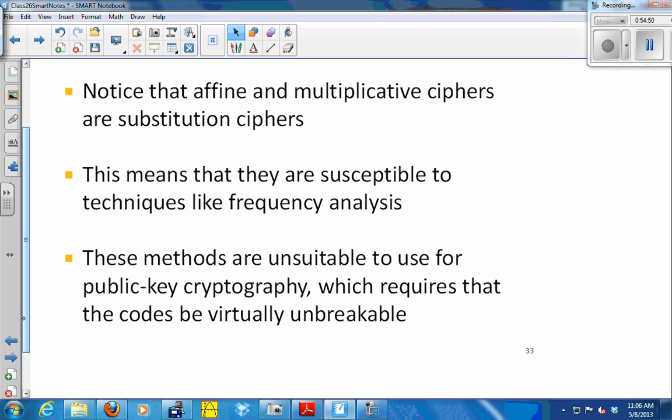Okay. So affine and multiplicative ciphers are substitution ciphers, which means that they're susceptible to techniques like frequency analysis. So these are unsuitable for public key cryptography. Because in public key cryptography, you really need the codes to be virtually unbreakable. Not just that it would take you 20 minutes to figure out the decoding key, but it needs to take you years.